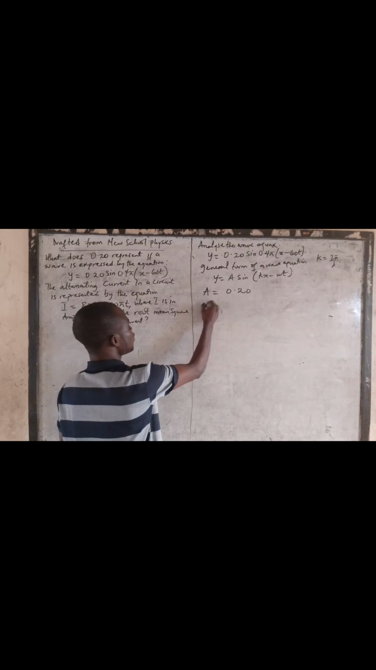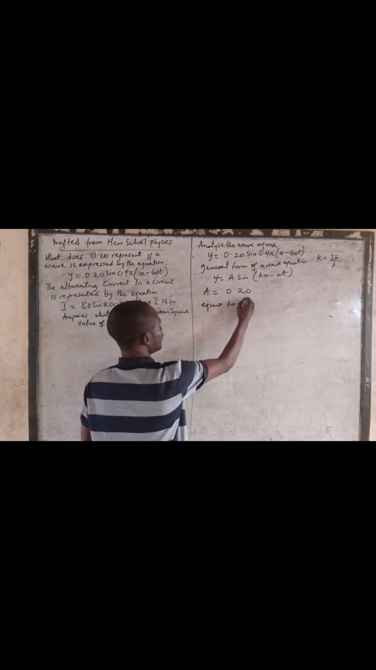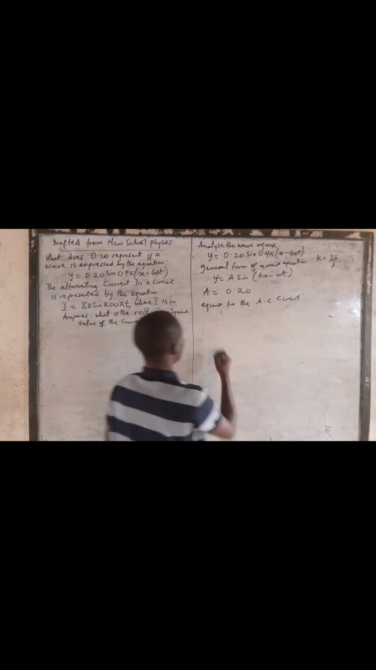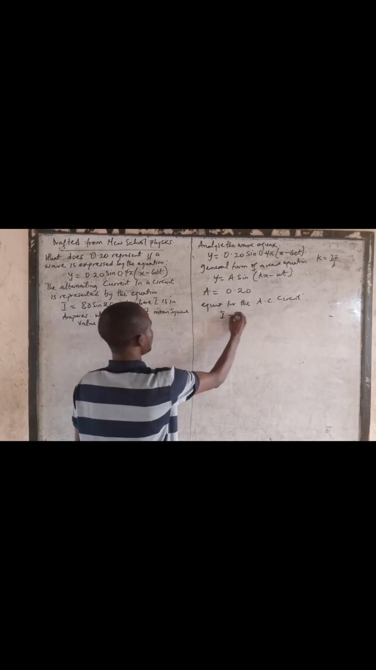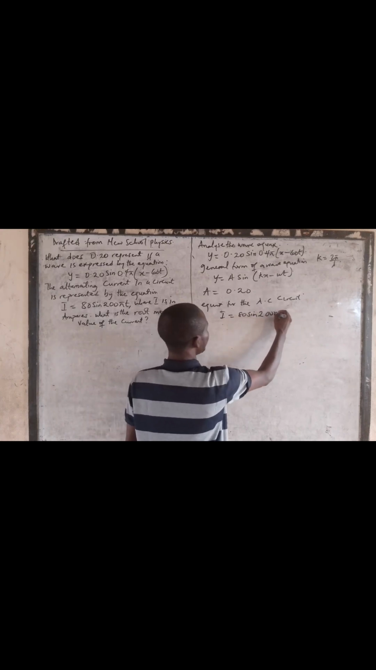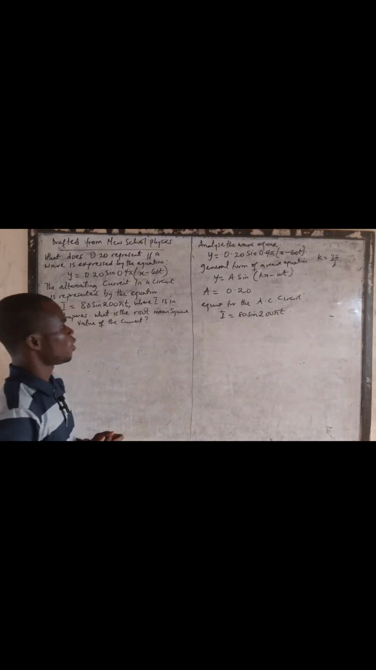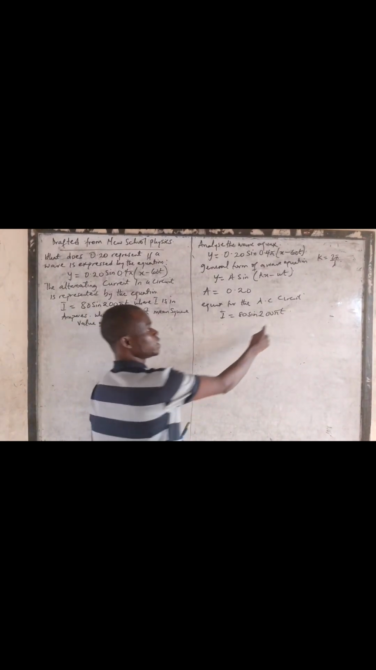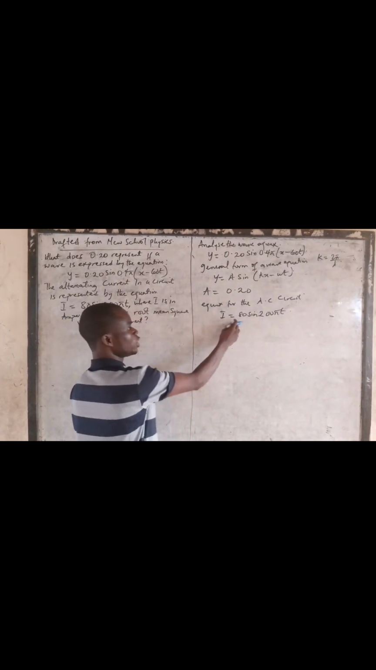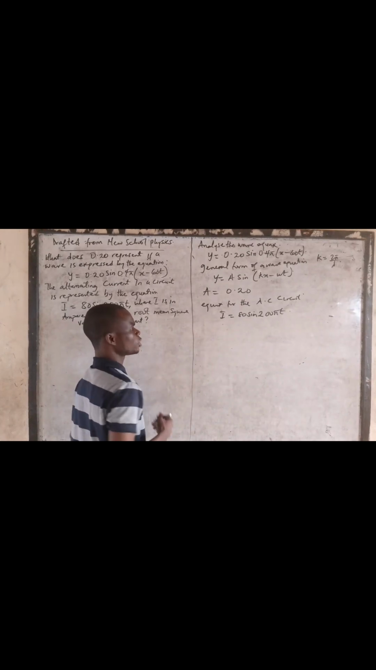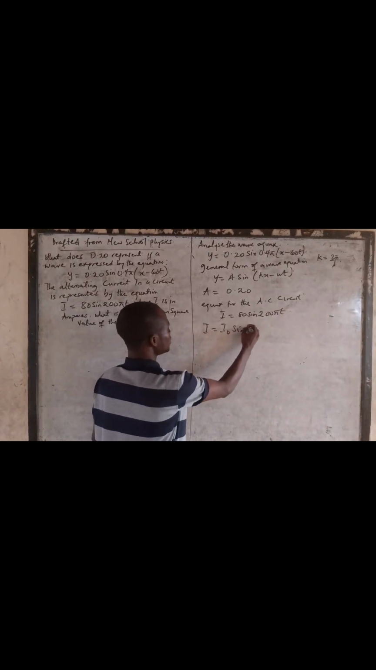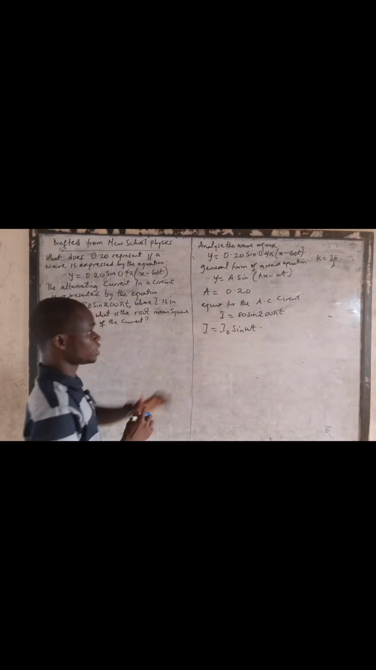That is the equation for the AC circuit. And that is I equals 80 sine 200 pi t. Now, from here, I will need to compare this to the alternating current equation. What is the alternating current equation? That is I equals I naught sine wt. That is the alternating current equation.